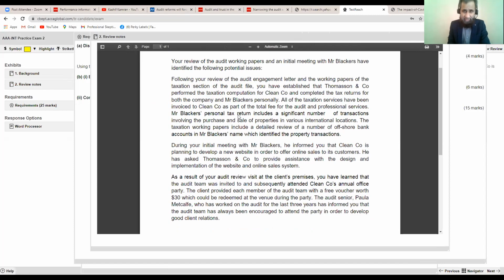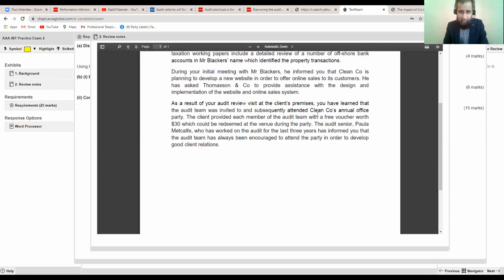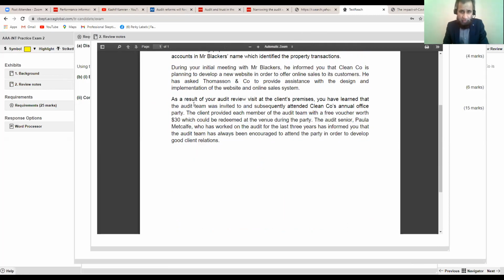I'll start reading it. And wherever I find an ethical issue, for example, I find the ethical issue, the audit team was invited to the annual office party. The audit team was invited to the annual office party. Control C, highlight in yellow. This is a familiarity threat. Audit team was invited to the annual office party. This is a self-interest threat, gifts and hospitality.